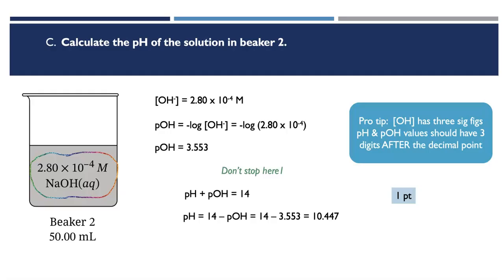Now, there are alternate paths through this problem. I could have used my KW expression to find the H plus concentration and then take the negative log of the H plus concentration. I'm still going to end up with an answer of 10.447. There can be more than one way through a problem, and that's fine. You just want to make sure you answer the problem thoroughly.